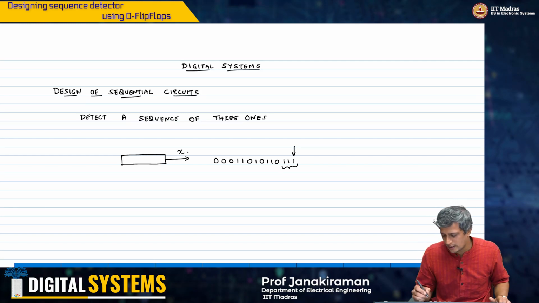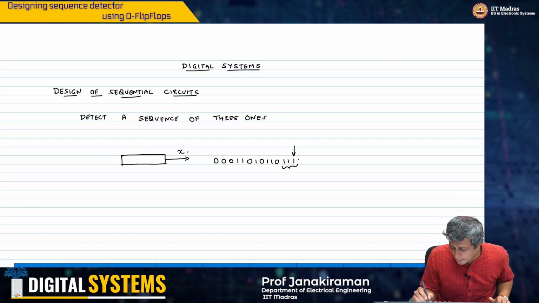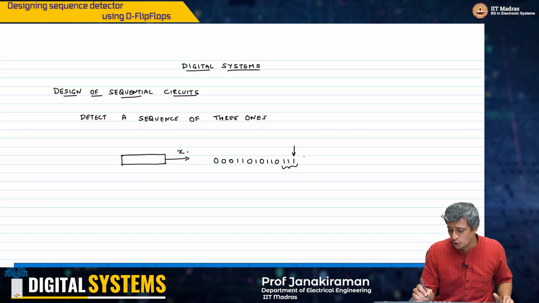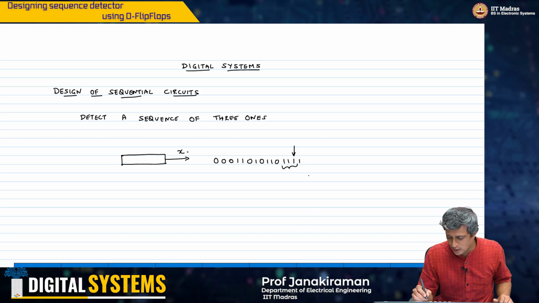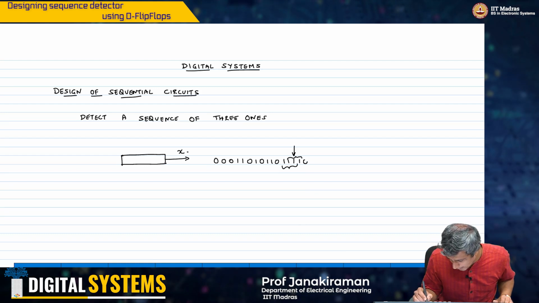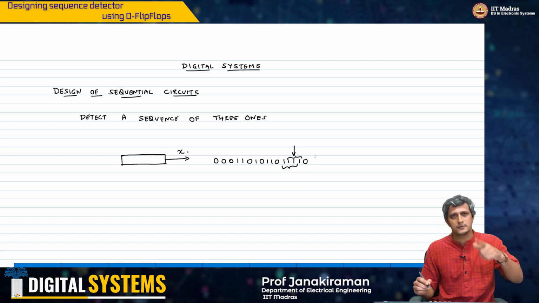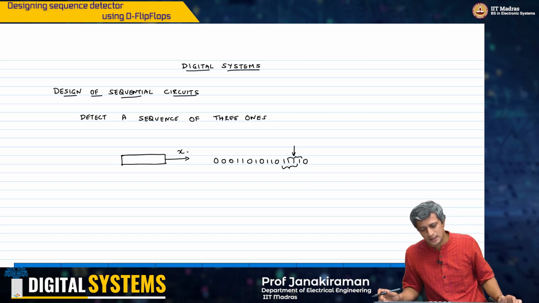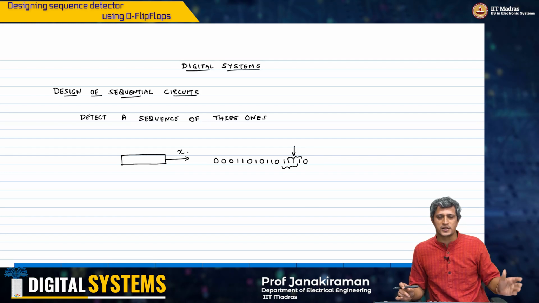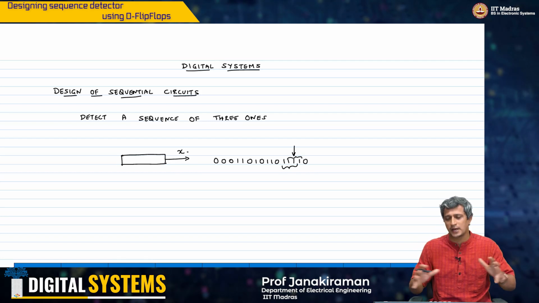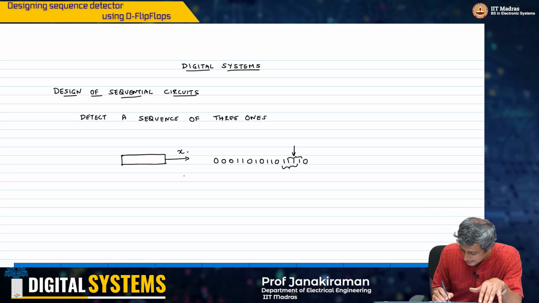So it's exactly at this point that you should be saying that yes, the sequence of three ones has been detected. Once you're done with that, suppose you have another one here, then this is another sequence of ones. Or you could go back to 0 and then start all over again. So essentially this is the general idea of a sequence detector.